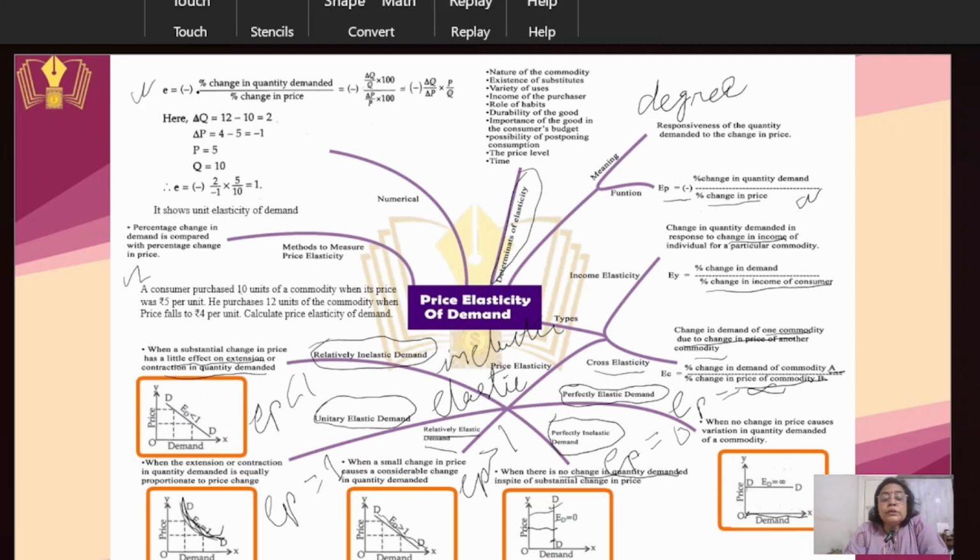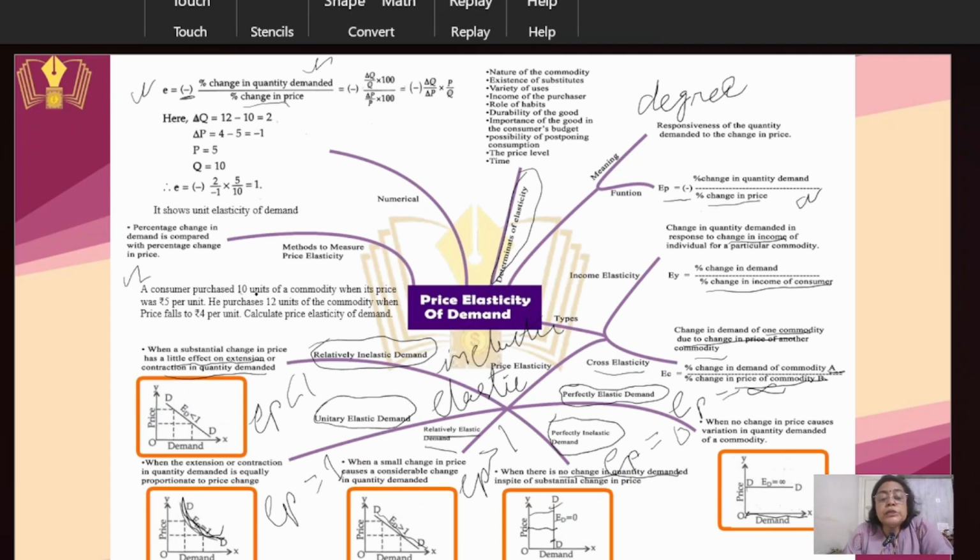E is equal to what? Minus, see, the minus sign within the bracket, percentage change in quantity demanded by percentage change in price. Now, how do we calculate this percentage change in demand? We do it as delta Q by Q into 100, and percentage change in price is delta P by P into 100.